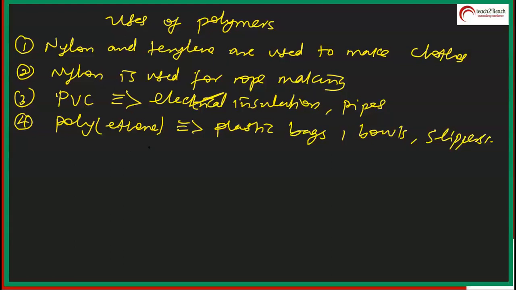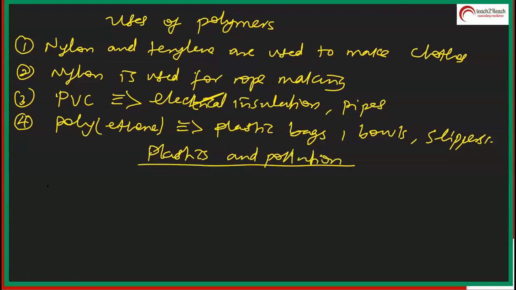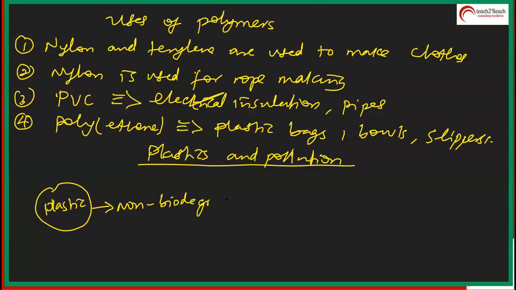Now you should be able to connect plastics to pollution. Plastics and pollution is very important. You could have one or two questions on it, which you should be able to answer to get your one or two marks. So the bottom line, the problem with plastics, is the fact that they are non-biodegradable.